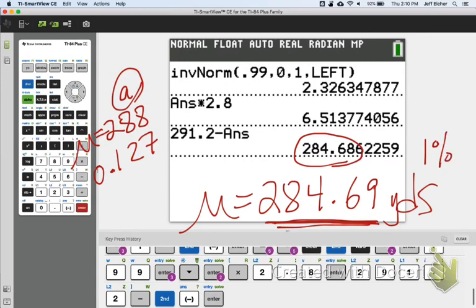And the company would probably want that. They don't want to make a bunch of golf balls where 13% of them aren't regulation golf balls. They're finding it acceptable to have 1% of golf balls not be in regulation. Maybe they would want it to be an even smaller percentage. But that was part C, 284.7 yards.